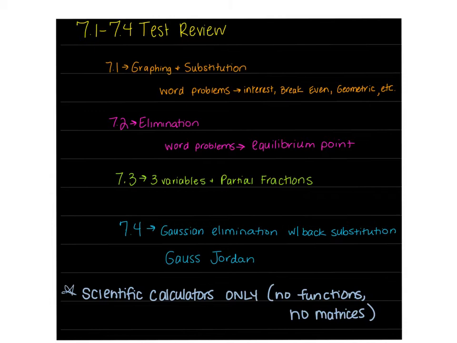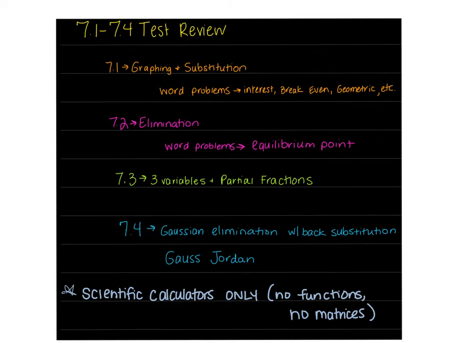And then 7-2 is elimination. You had your word problems there as well with the equilibrium point where you had to find the number of units and the price per unit. So find x and then plug it back in to find p. And then the 3 variables and partial fractions. So you will not get a new 1, new 2 problem. If you have time at the end with the Gauss-Jordan and Gaussian elimination, you can, of course, use that to check that work. But you won't get 2, 3 systems. There's just not enough time.